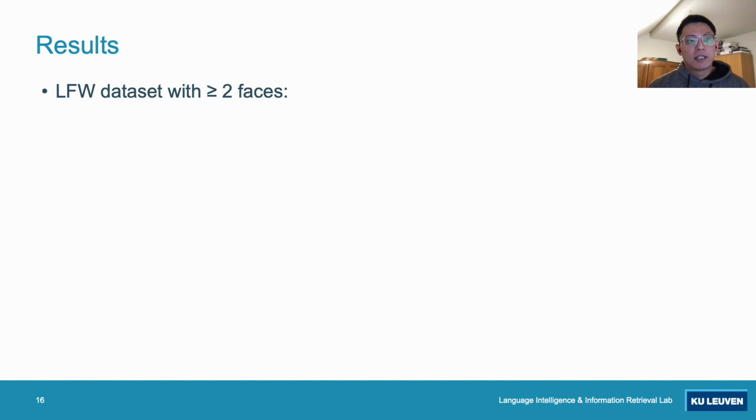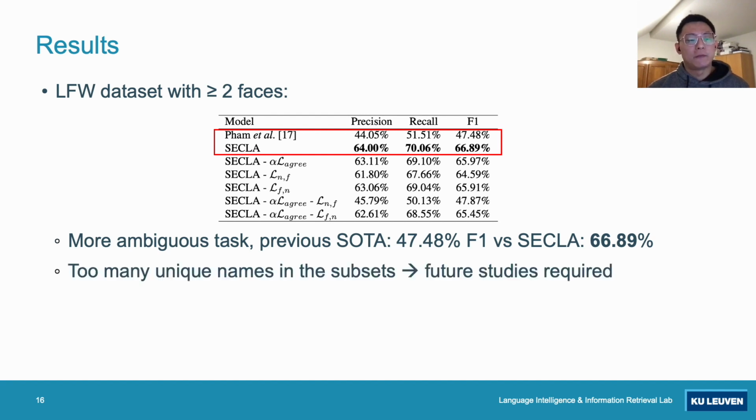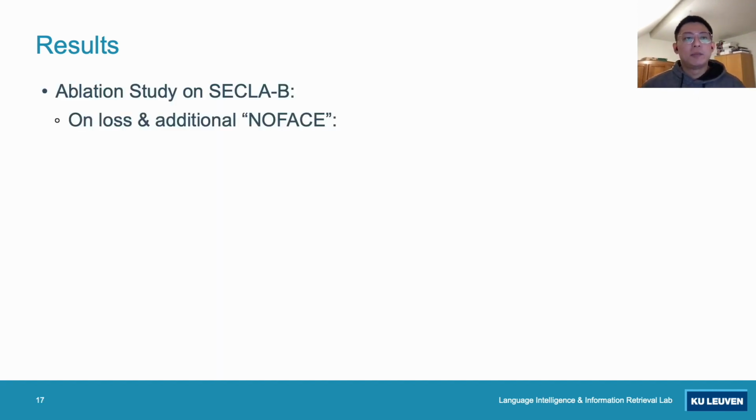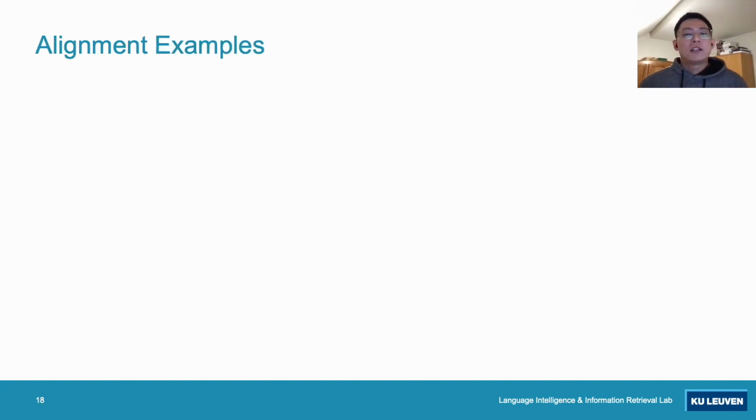On the LFW dataset with at least two faces, the previous SOTA achieves 47% F1, while SECLA achieves 67% F1. There were just too many unique names in this subset, so future study is required. As for SECLA-B, it can be seen that only when all the ingredients are included can we achieve the best performance. Let's see some examples.